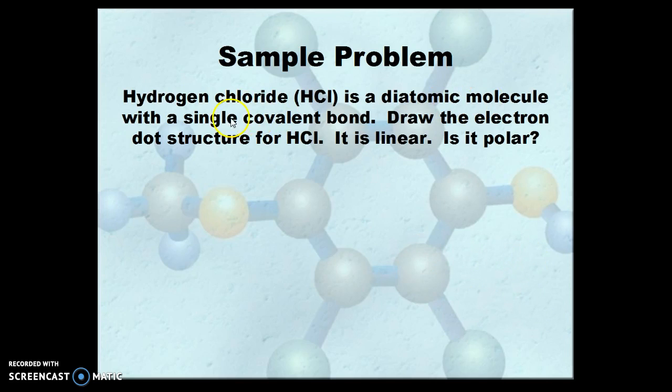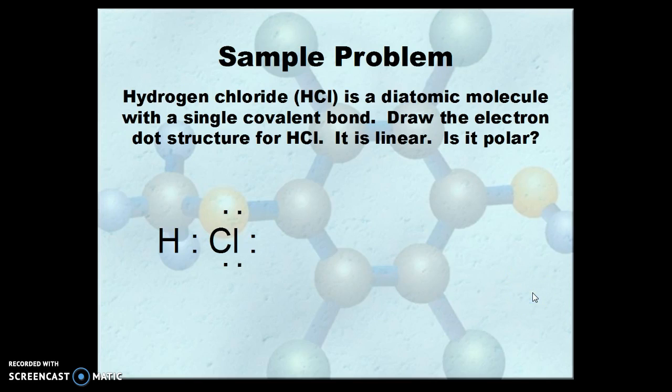Hydrogen chloride is a diatomic molecule with a single covalent bond. Why don't you draw the electron dot structure for HCl and ask, is it polar? You can turn off the video and come back to it for the answer.